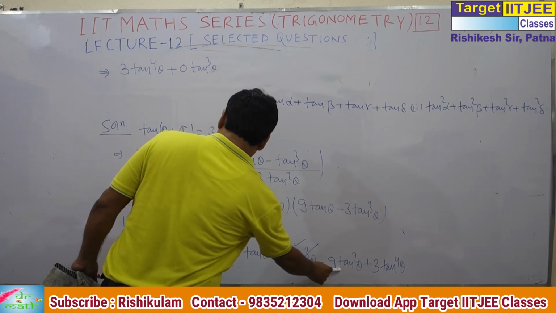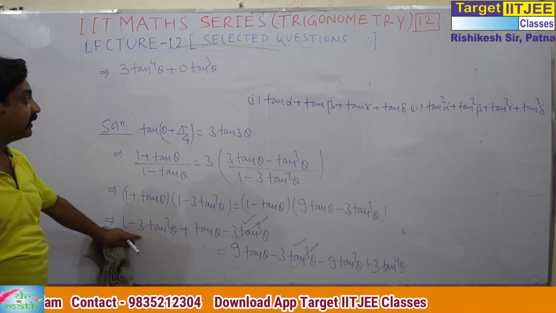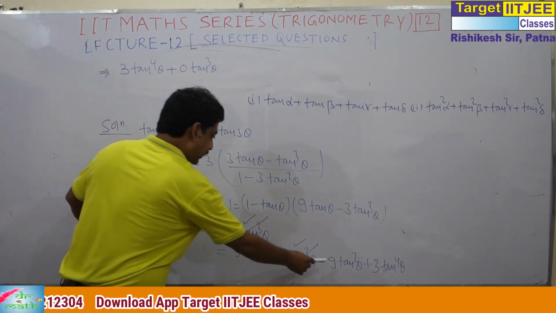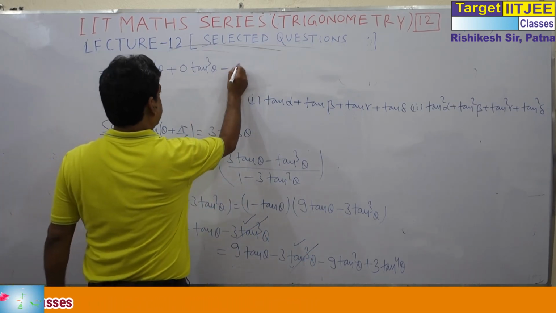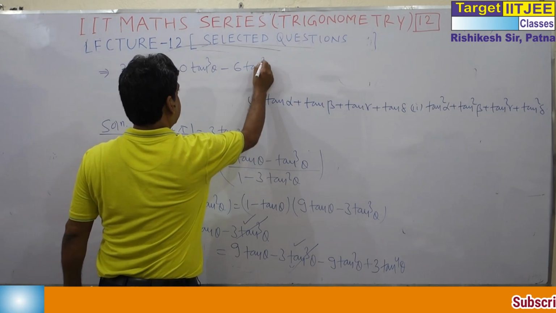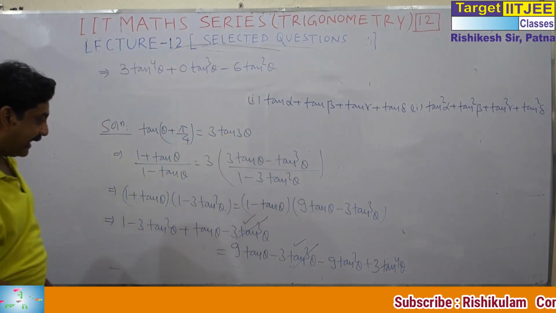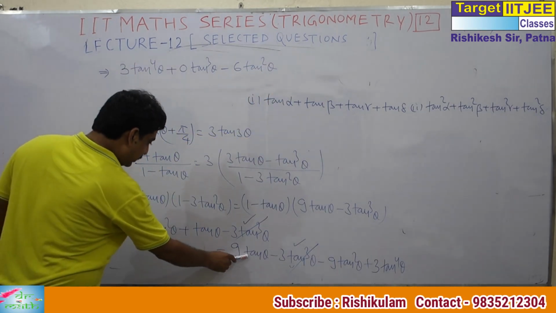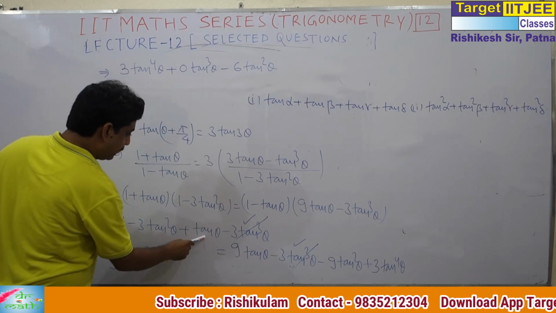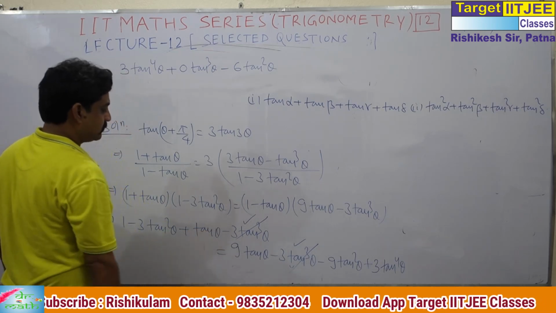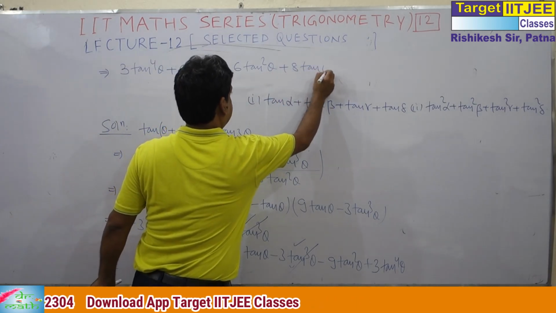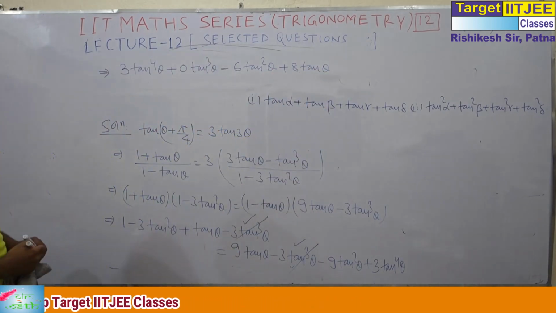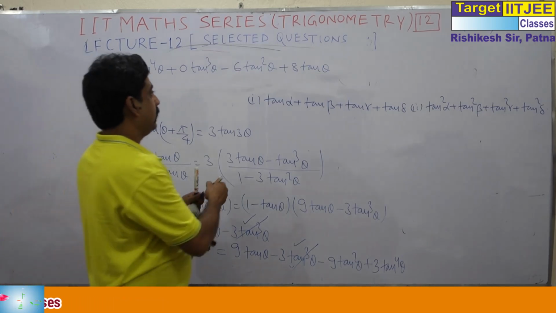Here minus 9 tan square theta and here minus 3 tan square theta. Then minus 9 tan square theta and minus 3 tan square theta combine together to give minus 6 tan square theta. Coming to tan theta, here is 9 tan theta, here is tan theta. 9 tan theta minus tan theta, side change, minus tan theta plus 8 tan theta. And this is minus 1 is equal to 0.